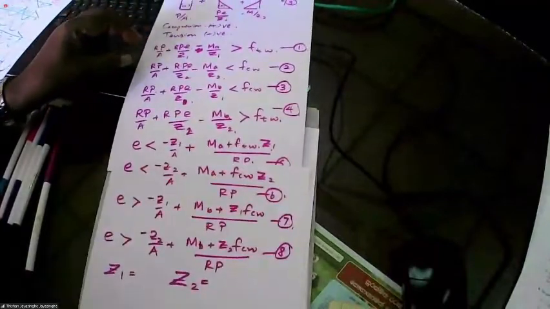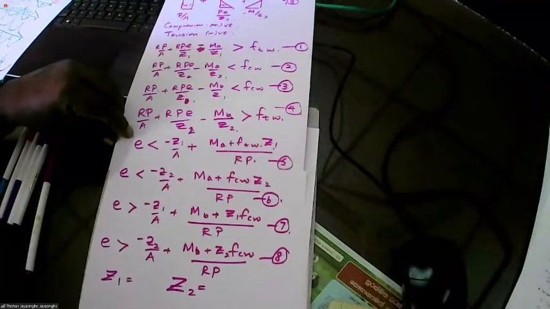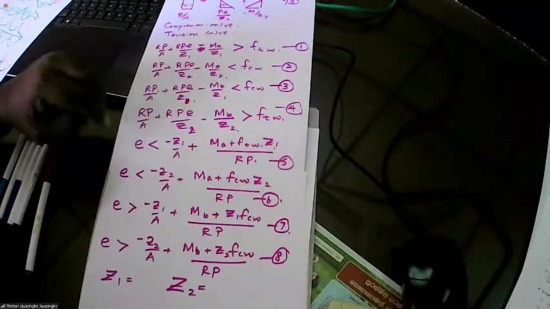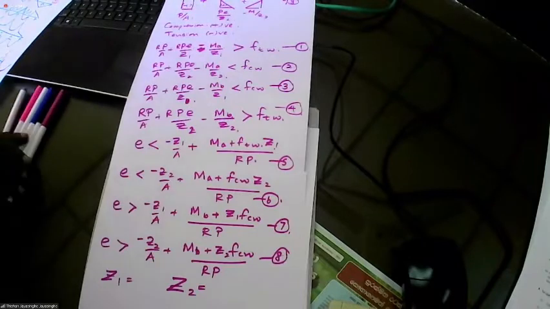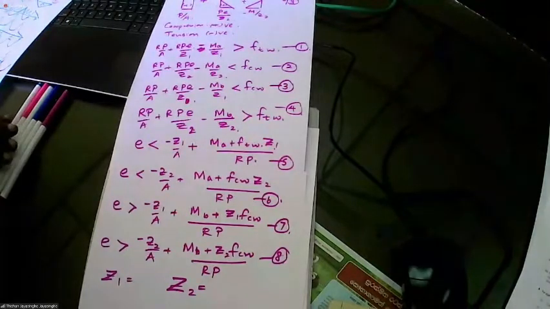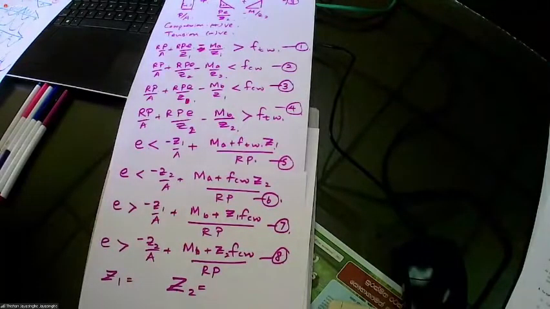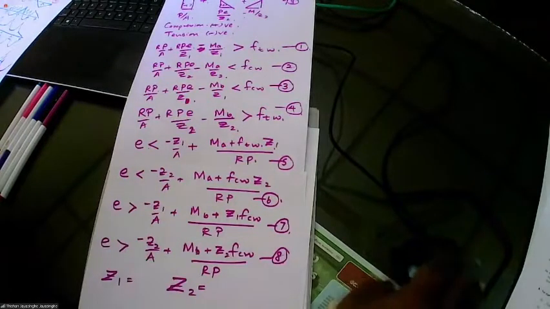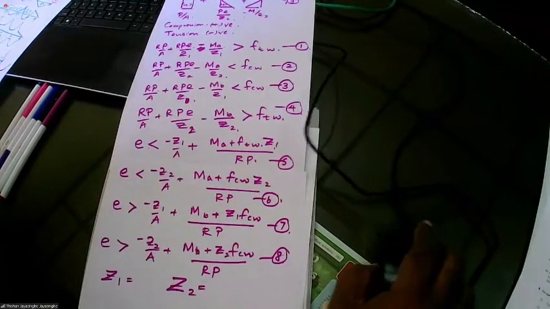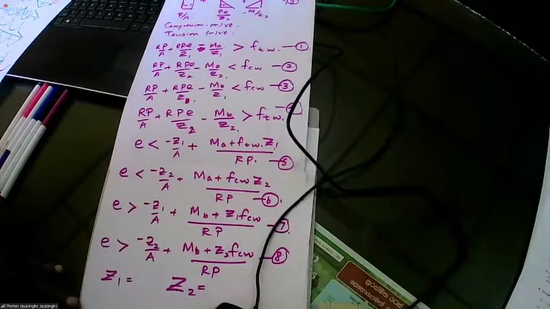Now you can see all the equations. So can you draw a magnetic diagram on your own? Just try and understand how to draw the magnetic diagram by these equations and find the condition for Z1 and Z2. Okay? Just draw it on a piece of paper and see whether you have understood it fully.